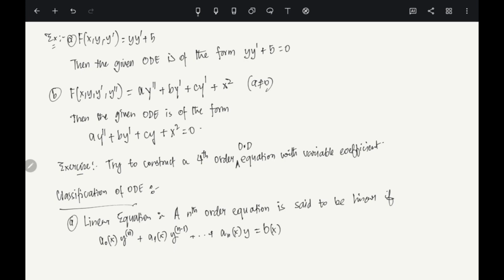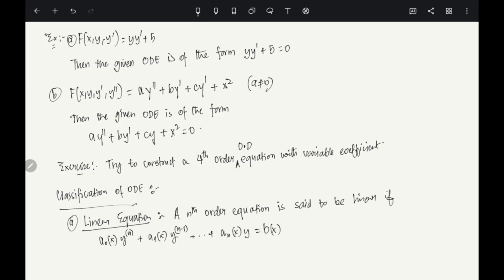So if it looks like this, you see whatever the coefficients of y^(n), the derivatives, the coefficients corresponding to the derivatives and y, all those coefficients should only depend on x and should not depend on y or any derivative of y. So basically it should be in this form, and then we call it a linear equation.